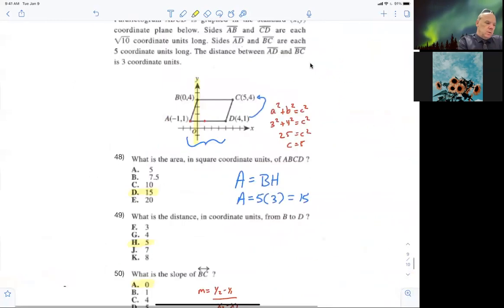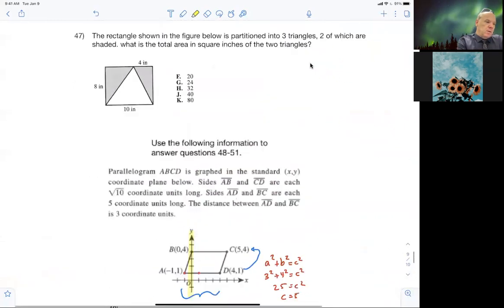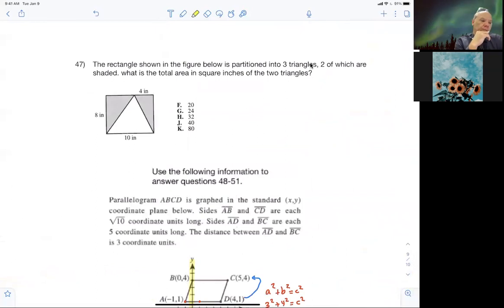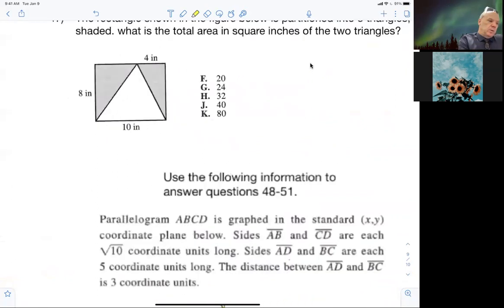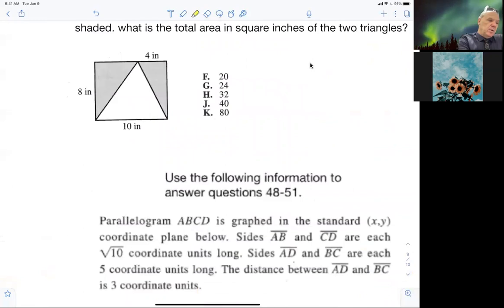All right, that's good. All right, now let's just come up here. Let's talk about 47. What is the total area of the 2 shaded triangles? Does everybody agree with that? So this right here is 8, right? And this right here is... So do you agree it's just the area of the two triangles? And the area of the two triangles was what? 40.